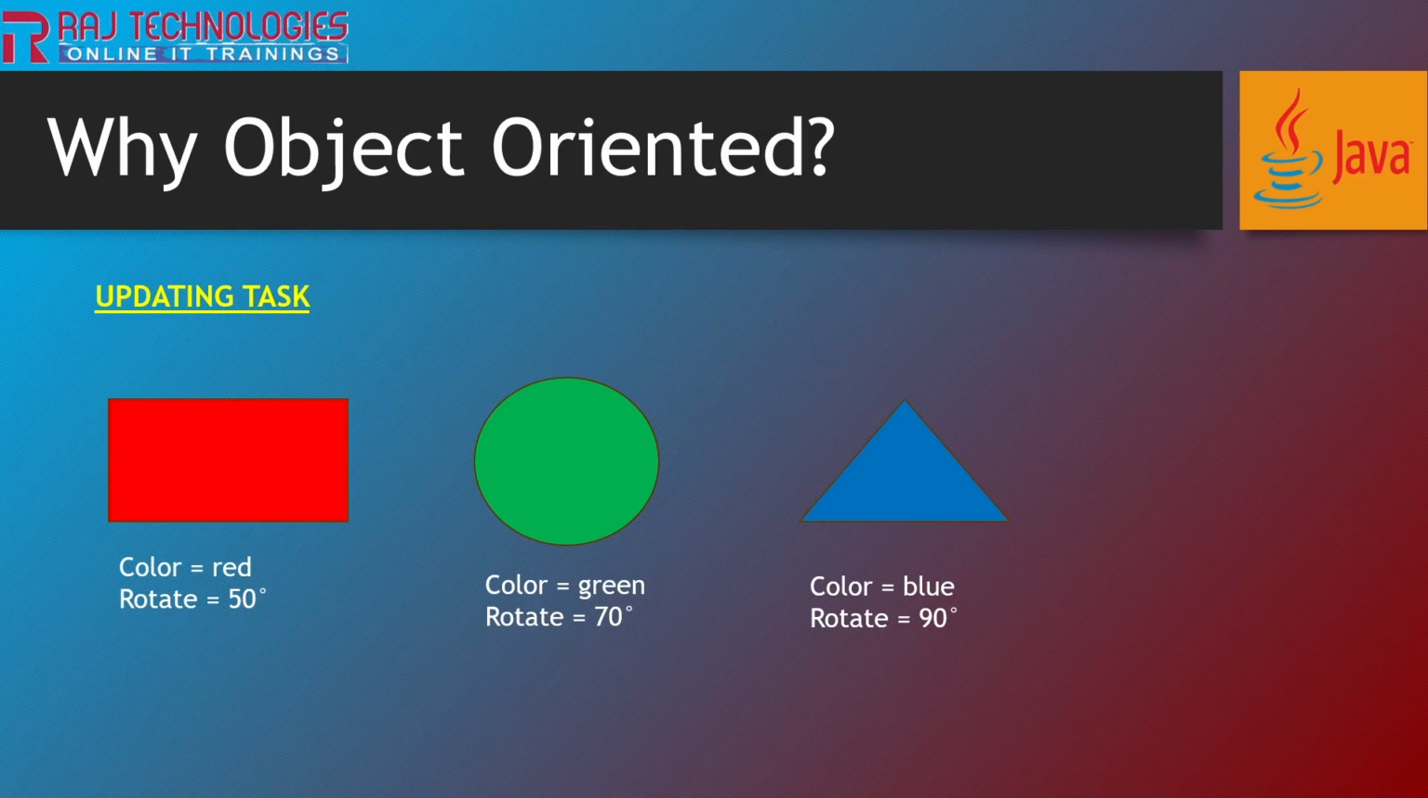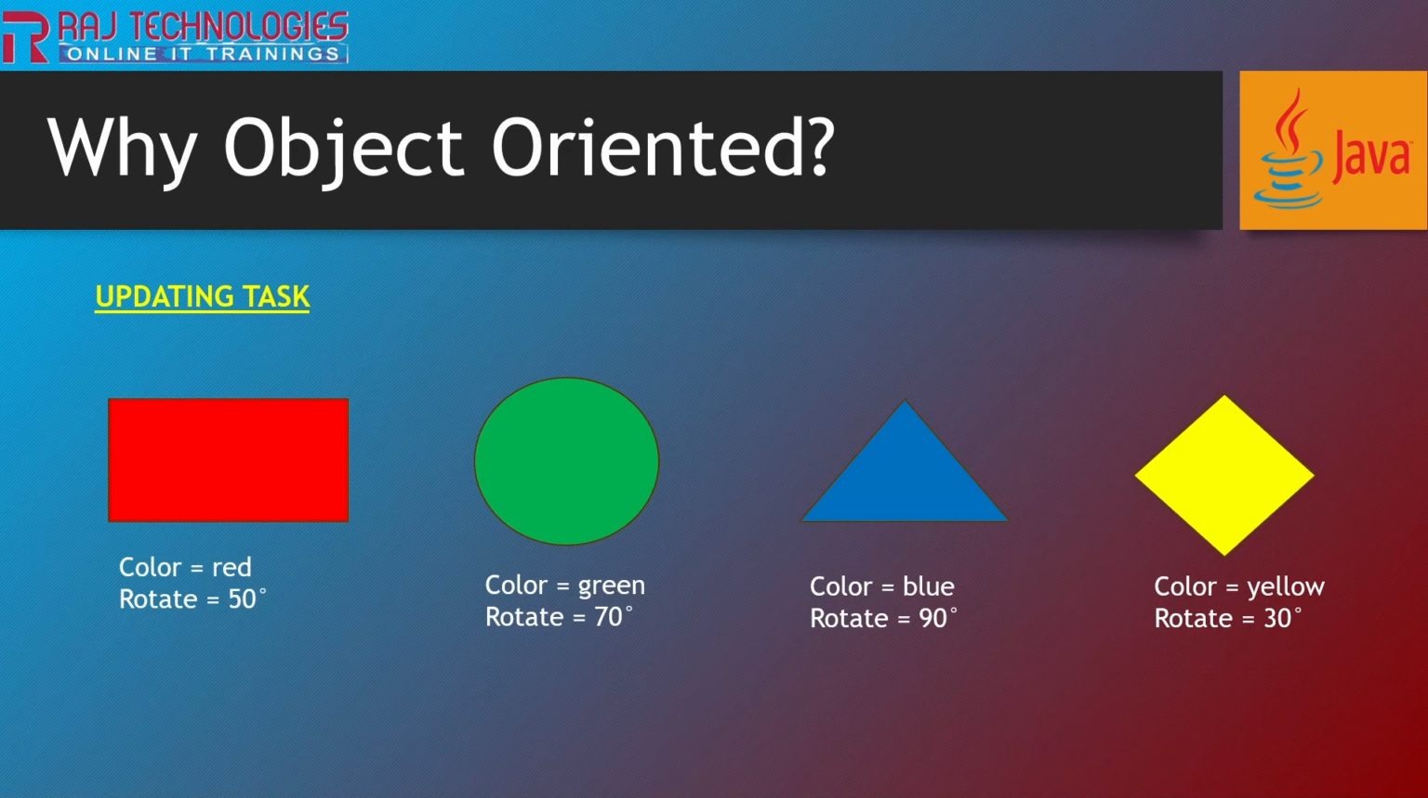Now during maintenance time, the client is going to update the task. Let us suppose the client is going to add one more new symbol called rhombus, and when we click on rhombus, the color should become yellow and it should rotate 30 degrees. So this is the updated task now. The existing application, the client is adding a new symbol here. So this is in our maintenance time.